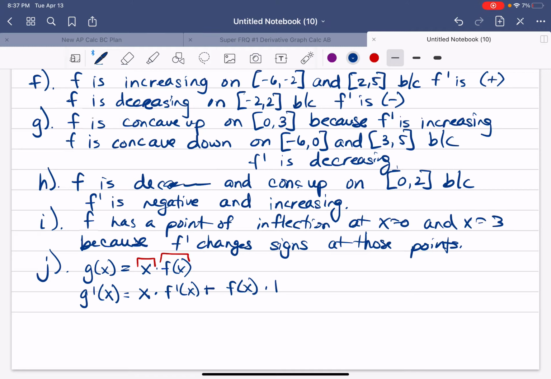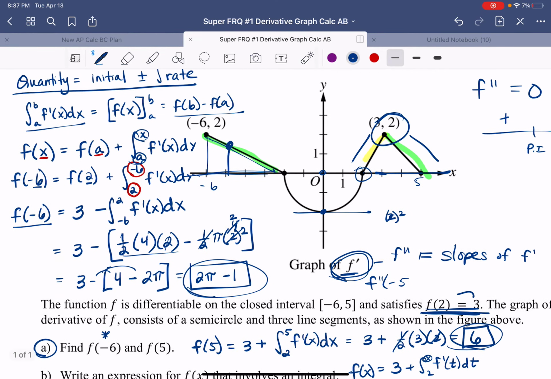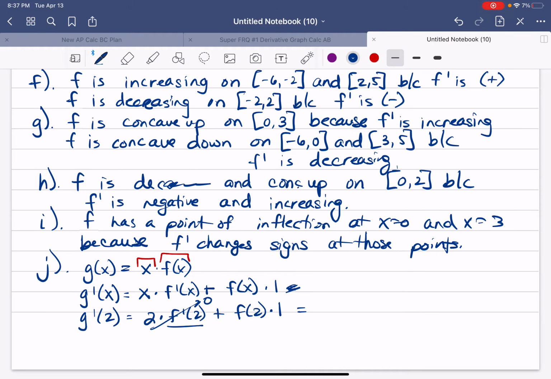They love making you take the derivatives in function notation. You don't see that in college ever. But the AP loves it. So now I need to know what is the slope at 2. So 2 times f prime of 2 plus f of 2 times 1. So f prime of 2, what is f prime? Aha, that's the graph. So the graph at 2 is just 0. That was easy. So that just turns into 0, and that's going to be plus 3.